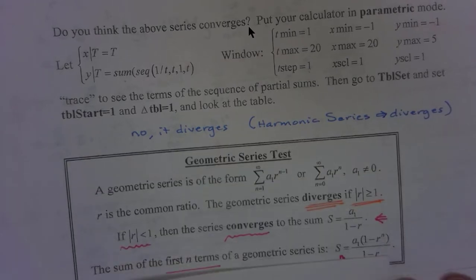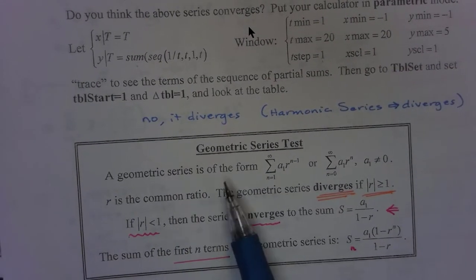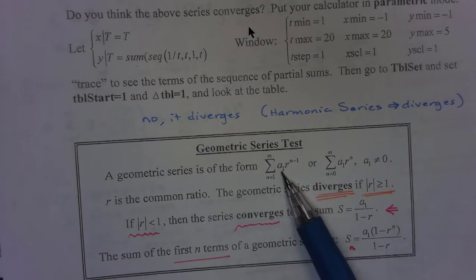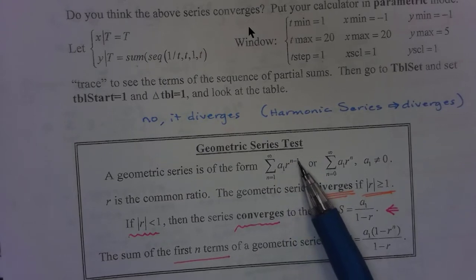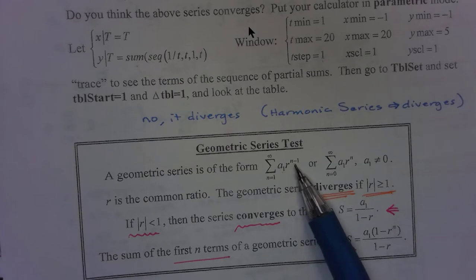Our first series is the geometric series. Now a geometric series is of the form, n goes from 1 to infinity, my first term, times r to the n minus 1. Remember in the last lesson we talked about why it was n minus 1. That is because for the first term, I don't need to multiply by a common ratio, but for the next term I do. So I'm multiplying by n minus 1 r's to get each term.